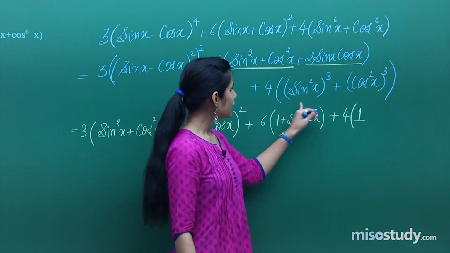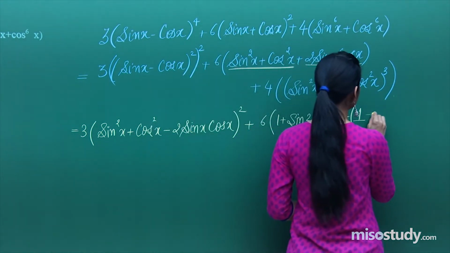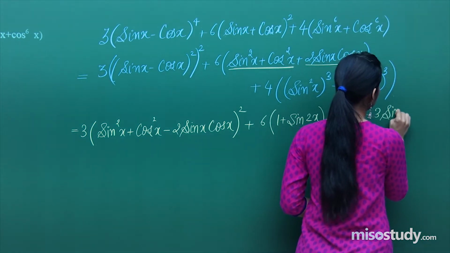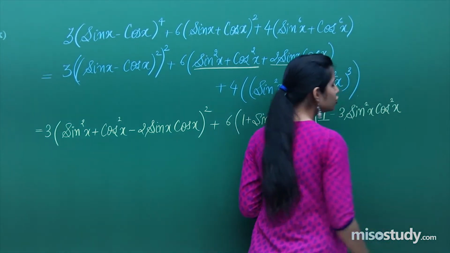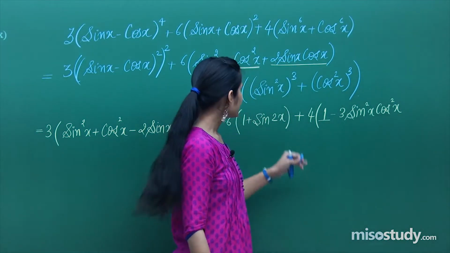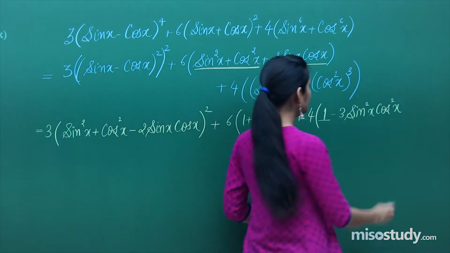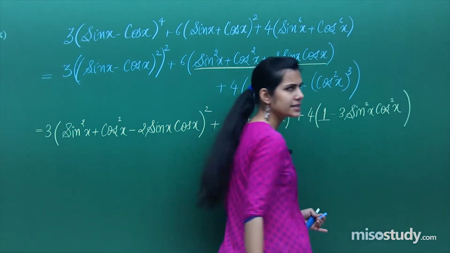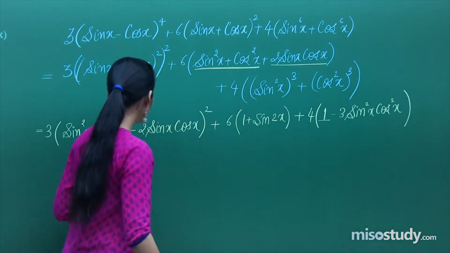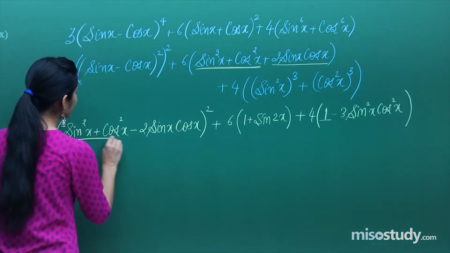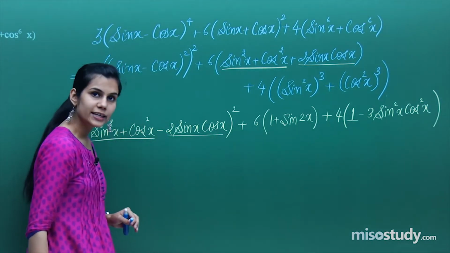Fine. A cube plus b cube is (a plus b) whole cube minus 3ab into (a plus b). A plus b means sin square x plus cos square x, which is again 1. So this into 1 makes it just this much, so I am not going to write that. It's just 1. Over here, come again. Sin square x plus cos square x is 1. 2 sin x cos x is sin 2x.